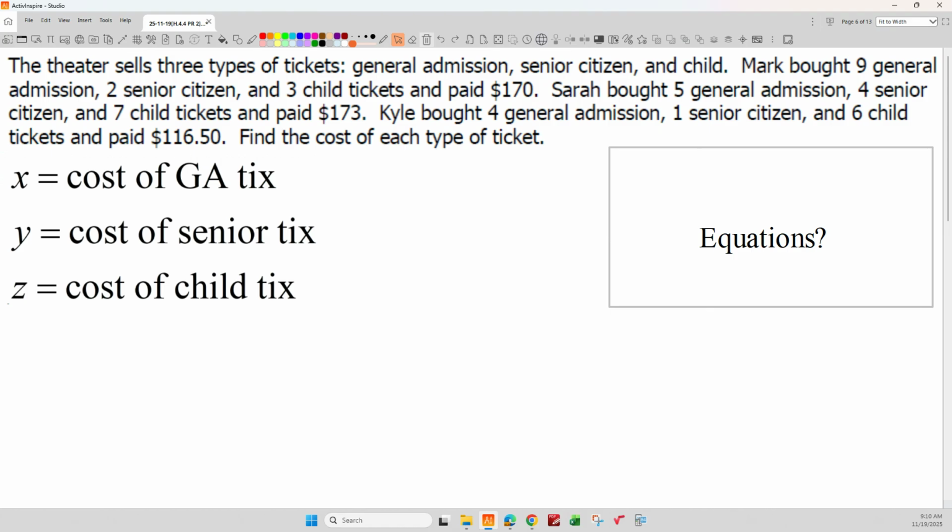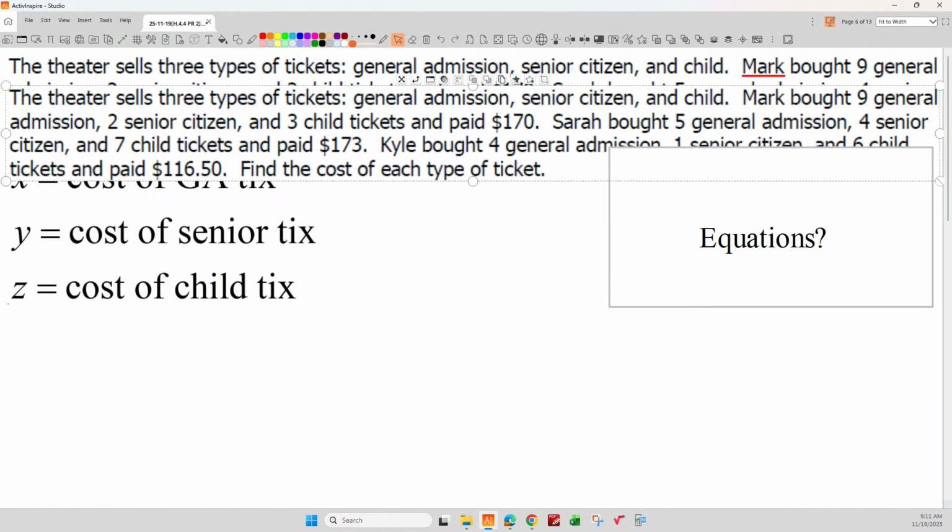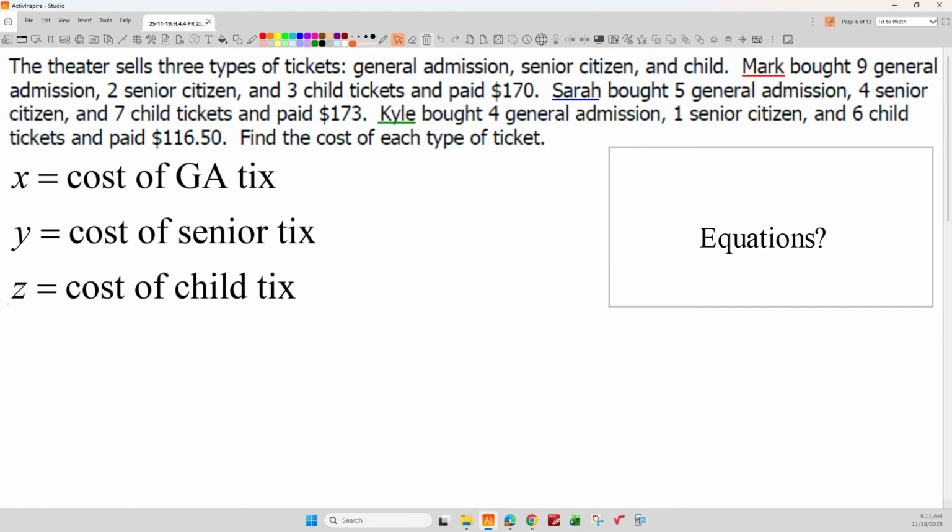Say it again. Good. Okay, so we need 3 equations total. Do we have one of those x plus y plus z equals equations here? Oh, good. Okay, we don't really have one of the easy ones, but where's our first equation? Where's that going to come from? Okay, good. That's going to come from Mark. So the first one comes from Mark.